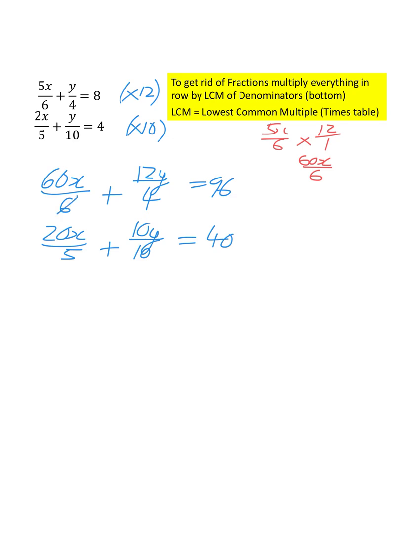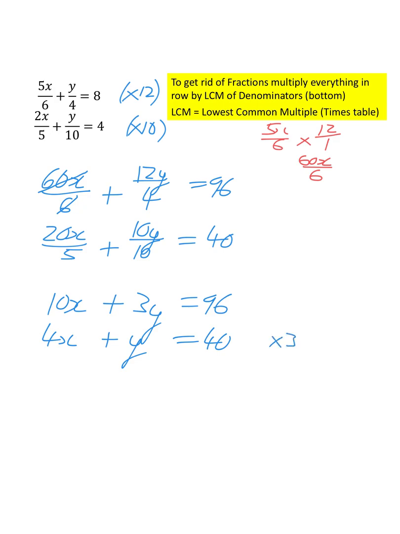6 goes into 60 10 times, so that would be 10x. 4 goes into 12y, 3y. Then 5 into 20 goes 4 times, so that would be 4x. Then 10 into 10 goes once, so just y equals 40. Okay, so now I have a regular simultaneous equation that I can solve.